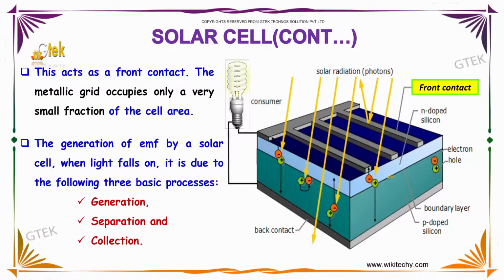The generation of EMF by a solar cell when light falls on it is due to three basic processes. The first one is generation, the second one is separation, and the third one is collection. So here is a solar cell and you are able to see both the top and bottom ends are connected to a circuit, and the bulb is glowing.